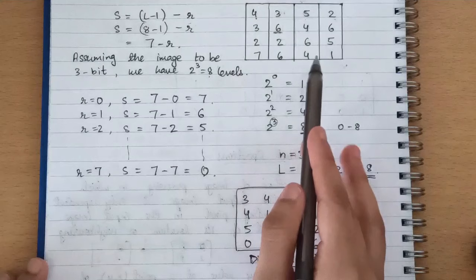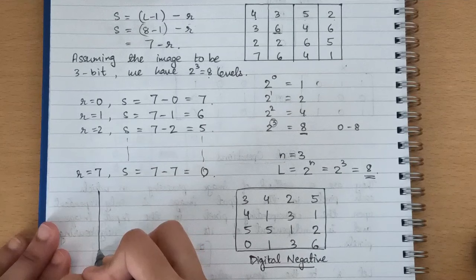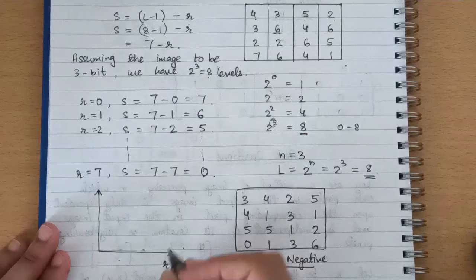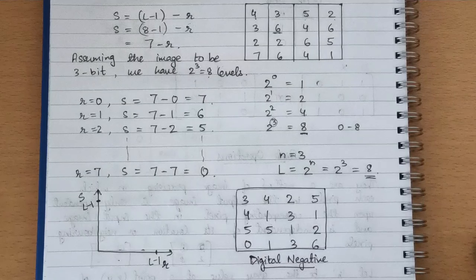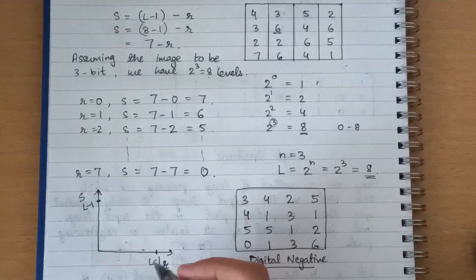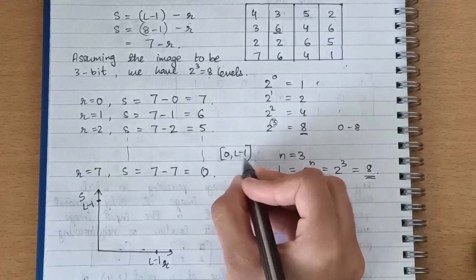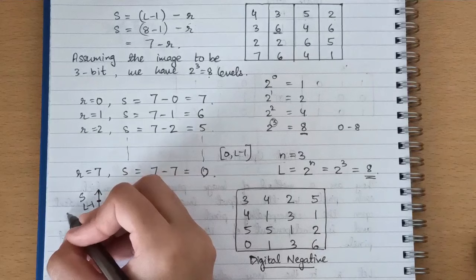Now if we try to draw the graph here, suppose we draw a graph where R is for the input image and S is for the output image. The maximum values for this graph would be L minus 1. Why? Because our interval was between 0 to L minus 1, right? So L minus 1 is the maximum value, and in our case we have L minus 1 as 7.